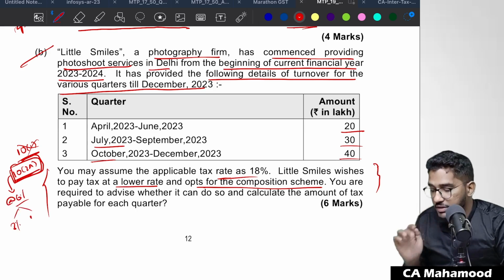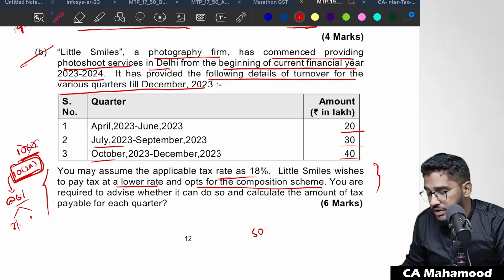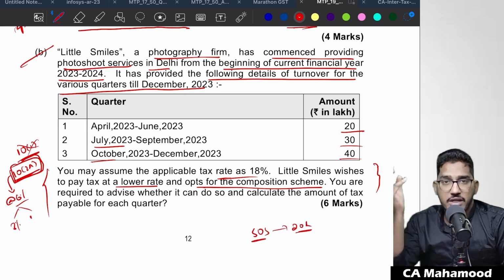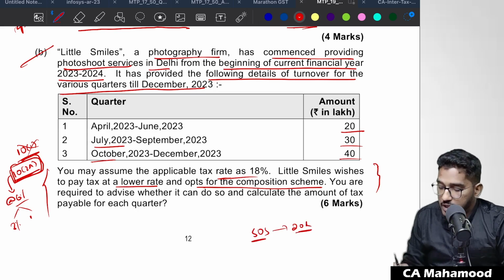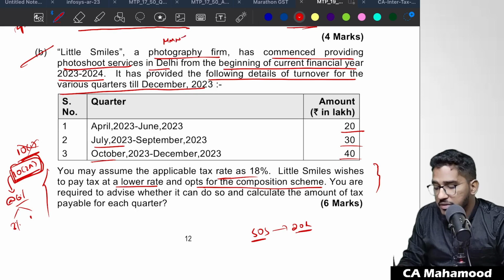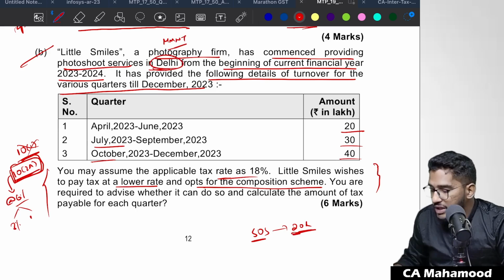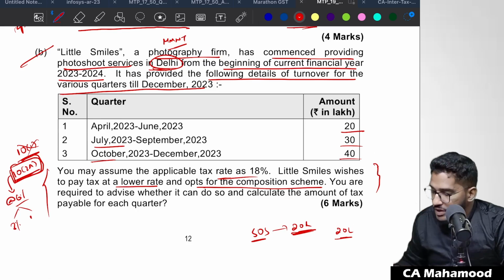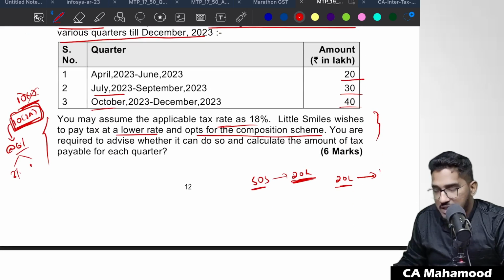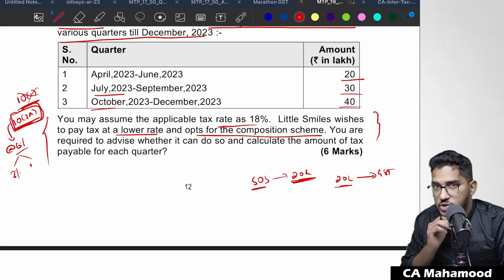However, as we know, since this person is engaged in the supply of services, the applicable threshold limit is 20 lakhs. Up to 20 lakh rupees, no registration is required. And if it is from the special category states, then the limit will be 10 lakhs only. But in the given case, he is supplying services from Delhi. So the threshold limit is 20 lakh rupees. So on the initial 20 lakhs, no need to pay any GST. Why? Because up to 20 lakh rupees, you are exempted.